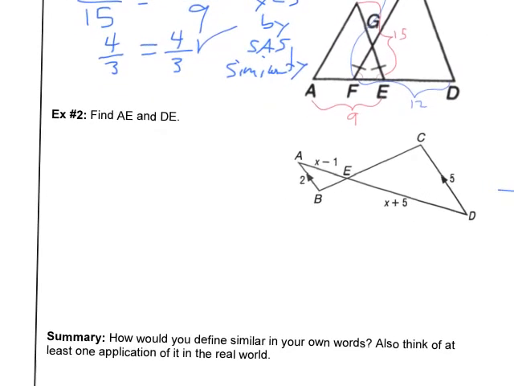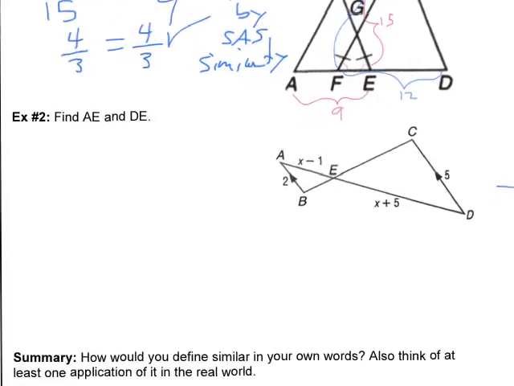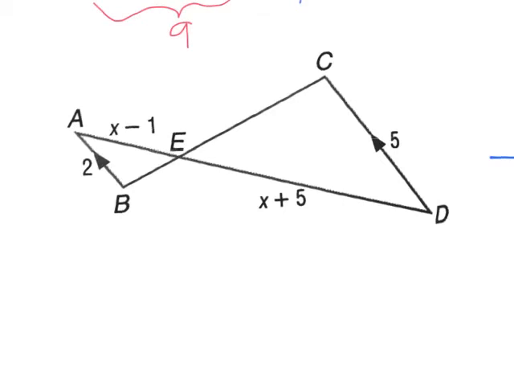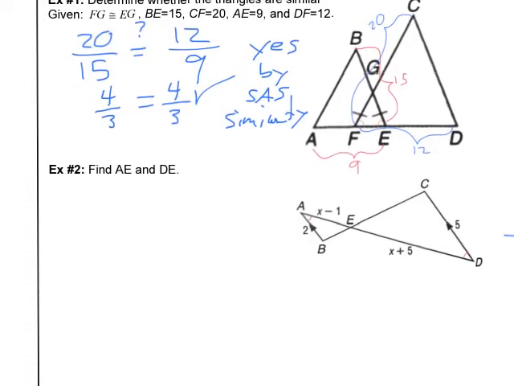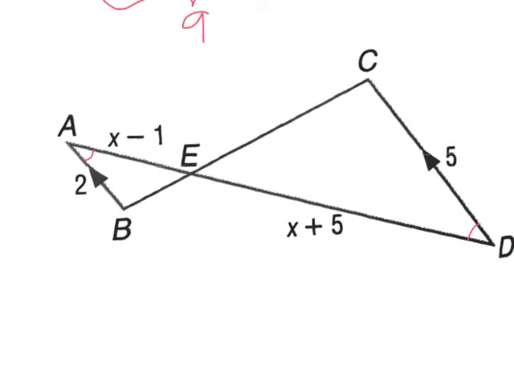All right, let's take a look at this one. Now it says find AE and DE. I'm looking at something specific here. I notice these little arrows. Those arrows don't mean congruent, right? They mean parallel. So that tells me that this angle here is going to be congruent to that angle there. And I also know that this angle here is going to be congruent to that angle there. Those are both by alternate interior angles.